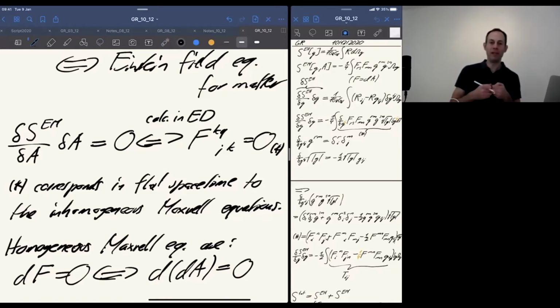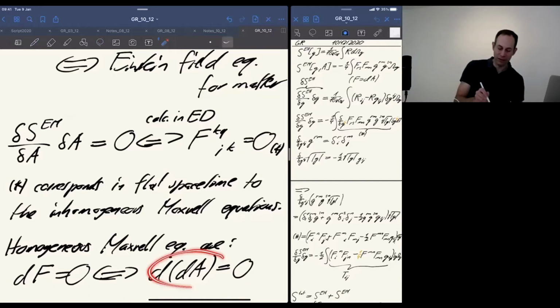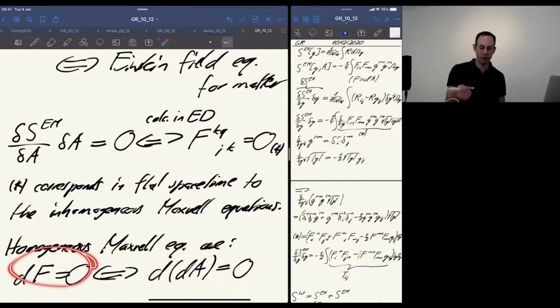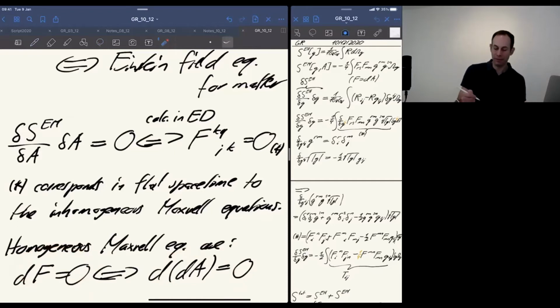So they don't appear as equations, but if I still want to have them, I can say, okay, we know that this is 0, and that would mean if I started with F that dF is 0. But if I start with A, then there's no equation to be enforced. So I only have the inhomogeneous ones.